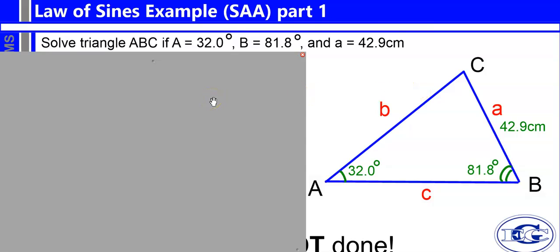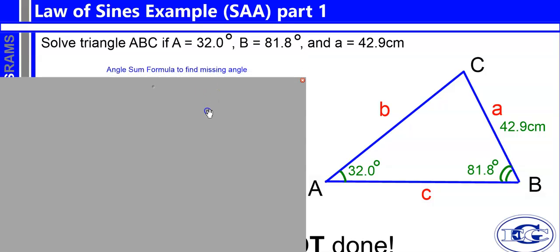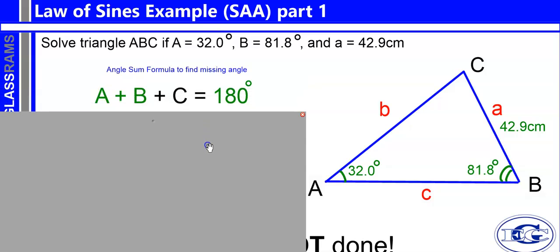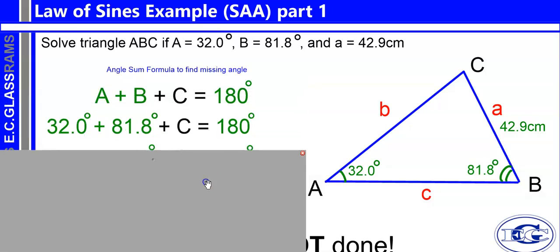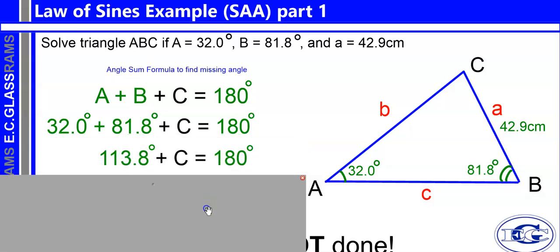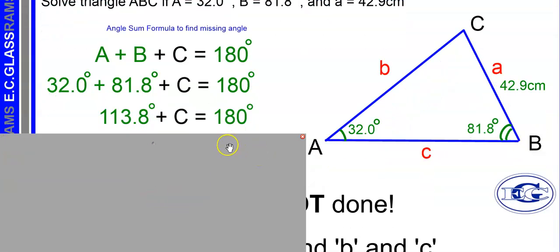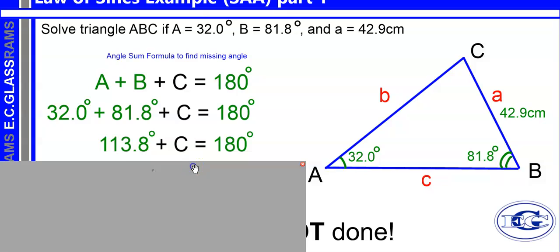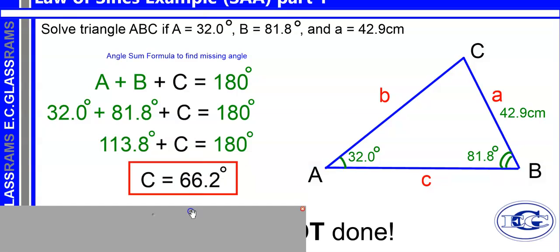So the first thing you always want to do is, hey, I'm given two angles. That means I should find the third angle. So I'm going to use the angle sum formula. So I say, all right, A plus B plus C equals 180. Replace all the variables with the known values. So I plug them in. I combine like terms on the left side, and then I get C by itself by subtracting 113.8. So I get that angle C is 66.2 degrees.